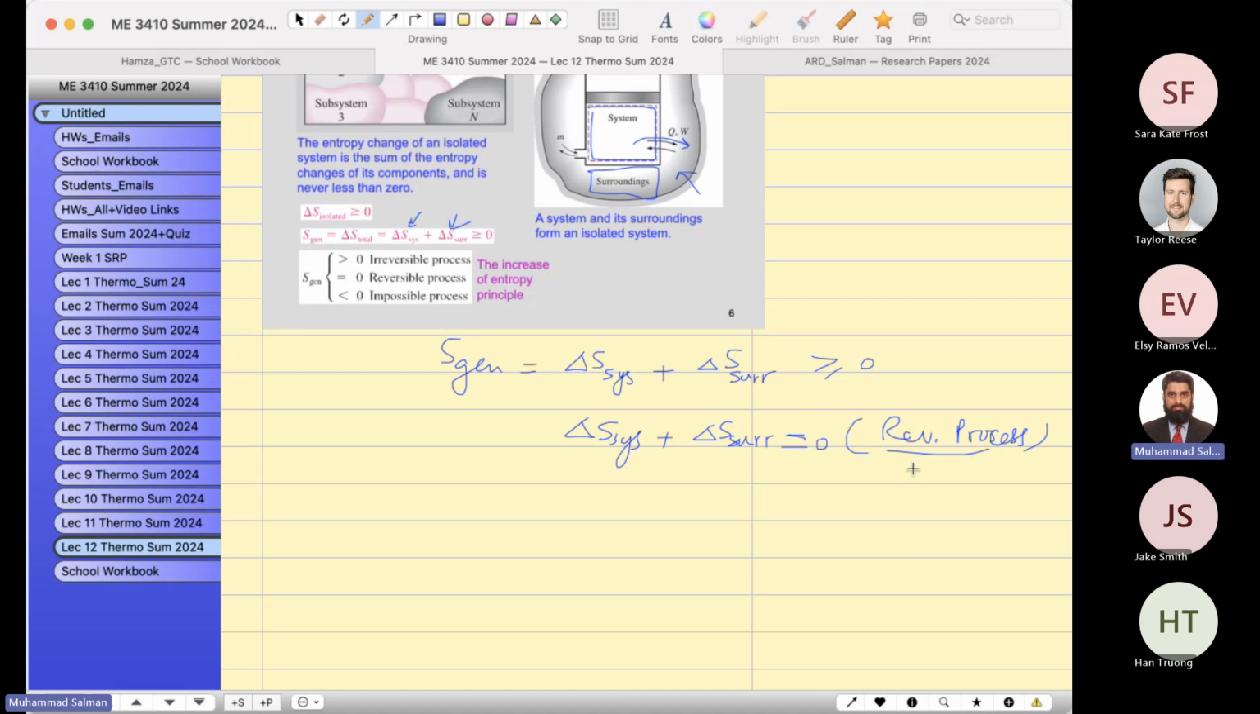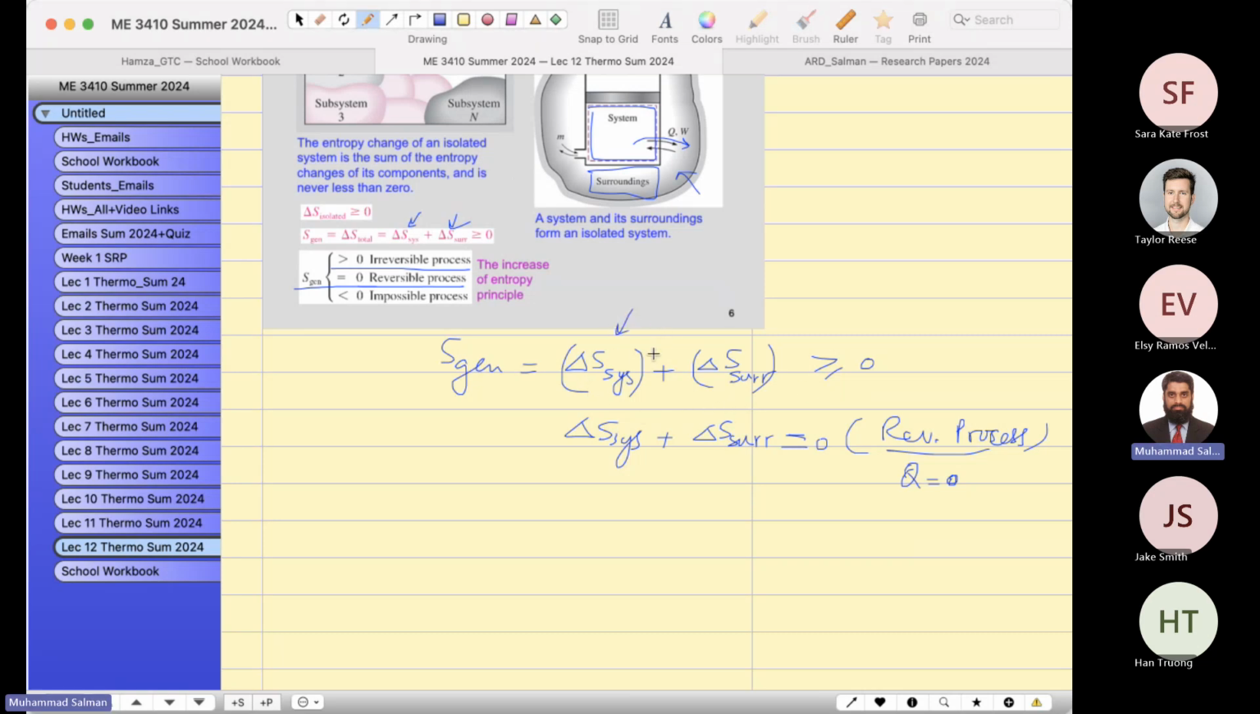In those processes, we have zero loss of heat. In a perfectly reversible process, the entropy generation is zero. But in reality, I tell you, it is always greater than zero. You have to add both system and surroundings.